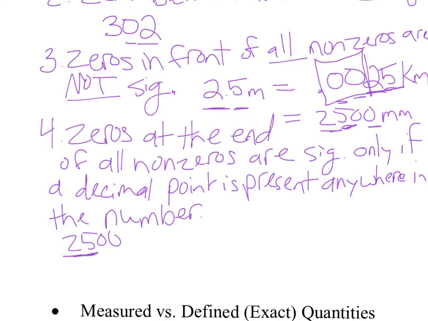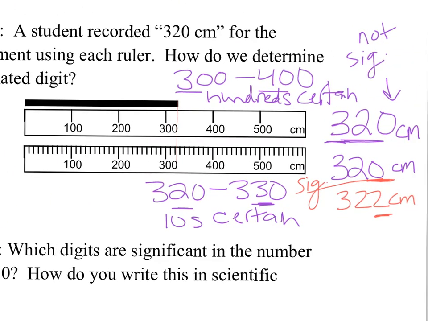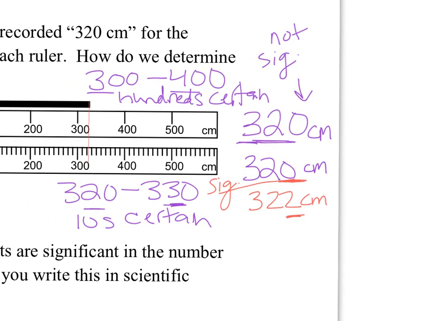Let's see, what else could we do? Okay, this is an important one. I'm going to move us back up here, way up here to our ruler, right? This student said that both of these numbers were 320, right? His estimate was not 322, it was 320. Here, this was significant to the ones place, here only to the tens place. So this 0 definitely not significant, this 0 is significant.